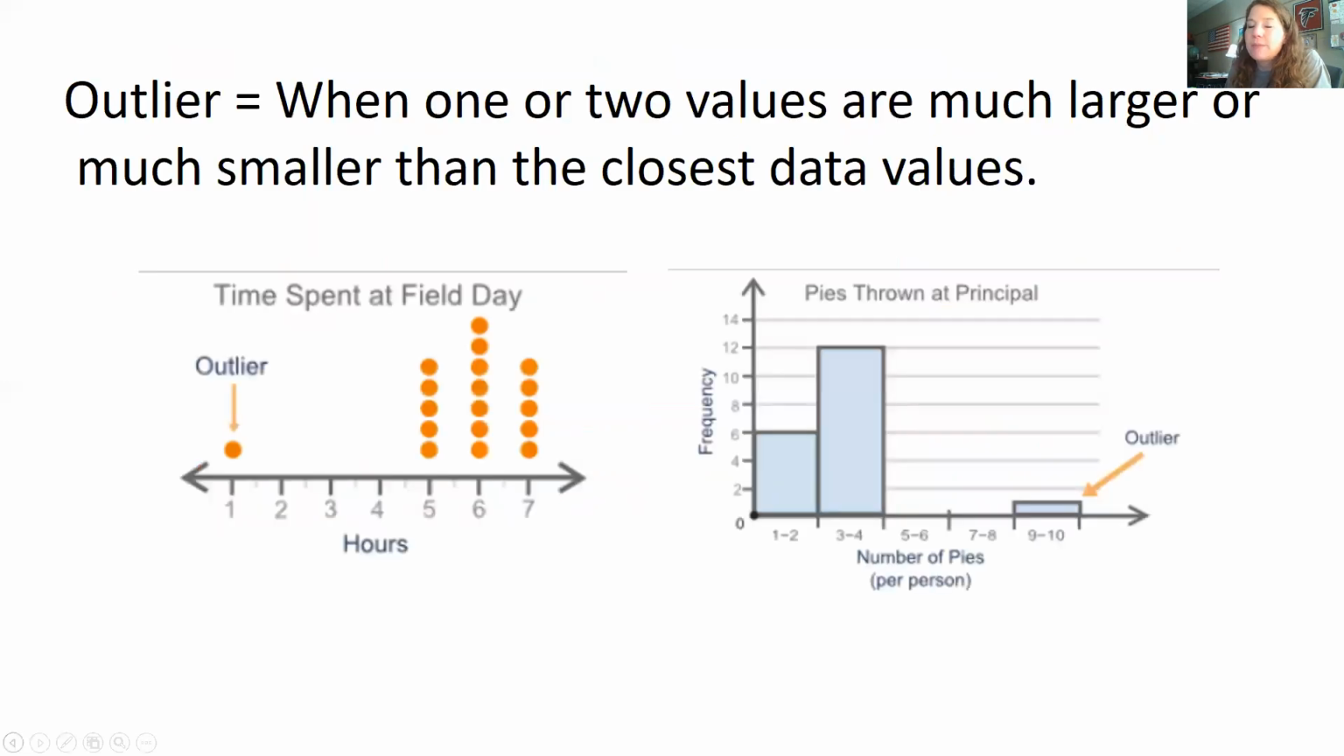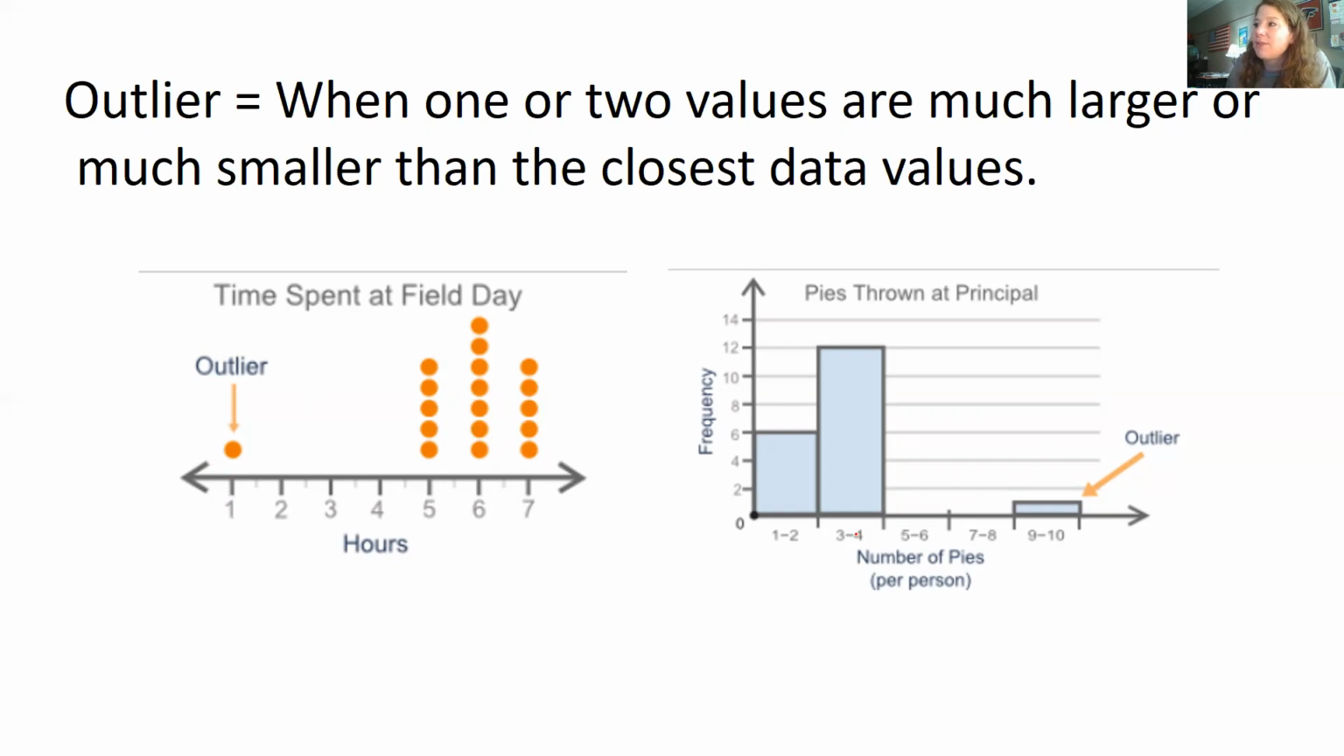All right, now an outlier is a number that's set far apart from the rest of the data. So for our dot plot here, the numbers are clustered up here between 5 and 7, and then we have an outlier down here by itself. So an outlier is always going to affect the mean the most. If we figured out the mean of these numbers, it's going to be 6, but then if we threw in that outlier, it's going to drop our mean. So it looks like overall people spent less time at field day than they actually did because of that outlier.